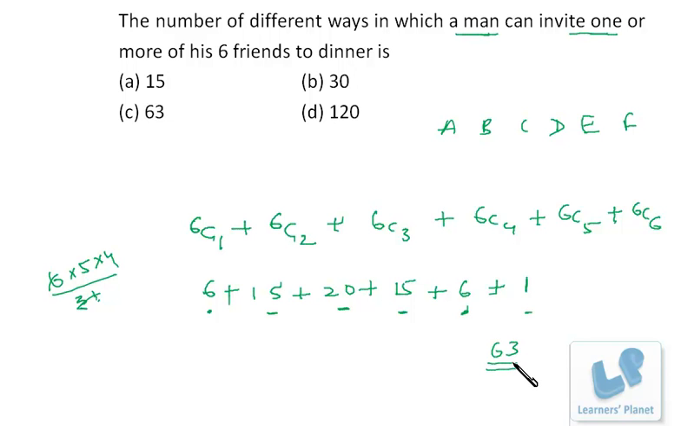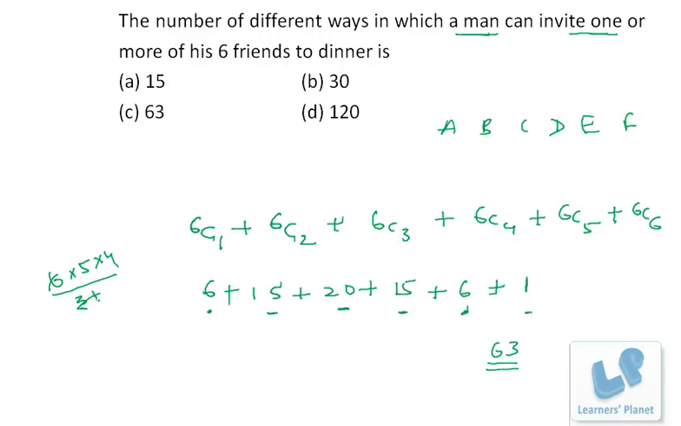So in total there are 63 ways in which he can invite one or more of his friends. One friend or 2 friends or 3 friends or 4 friends or 5 friends or 6 friends. So these are the combinations, right? He can select 2 friends out of 6 friends in 6C2 ways, right? So I hope you are clear.